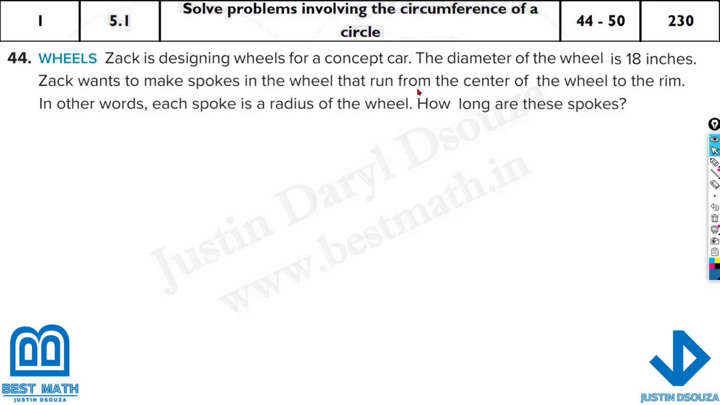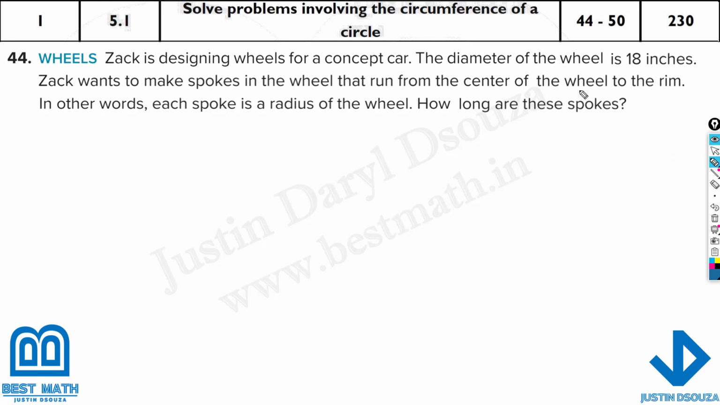A concept car is like a stylish new future car or something like that. The diameter of the wheel is 18 inches. Zach wants to make spokes in the wheel that run from the center of the wheel to the rim. In other words, each spoke is a radius of the wheel. How long are these spokes?